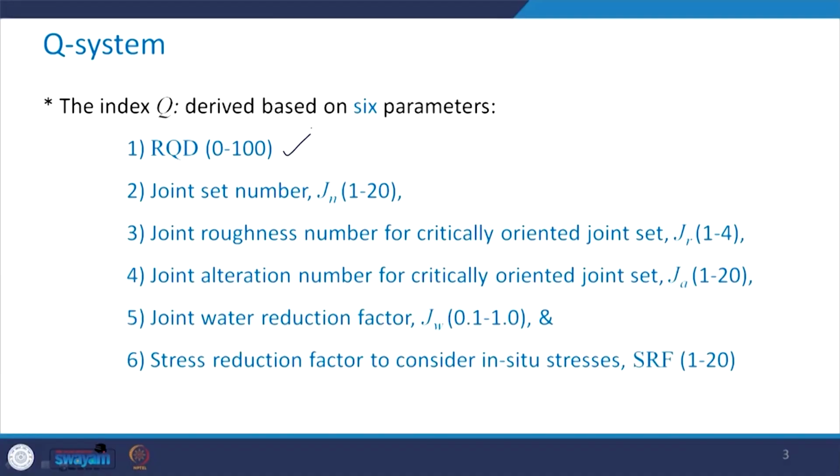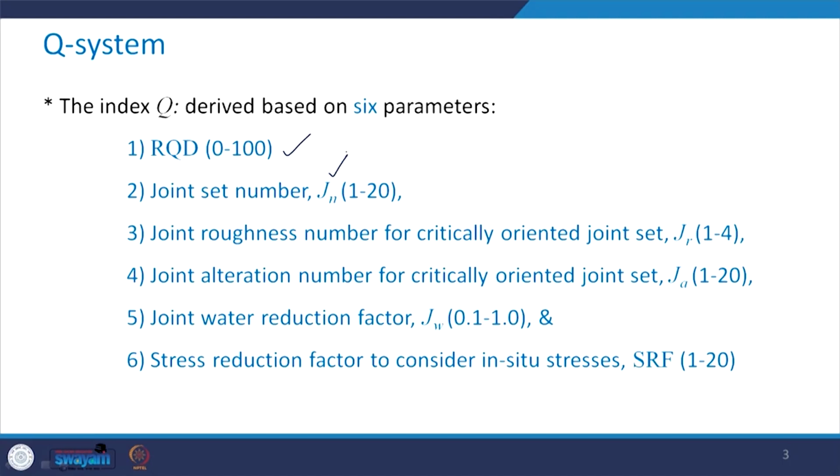In this case again we have 6 parameters based upon which the index Q will be determined. The first parameter is RQD, rock quality designation, and the rating of this can vary between 0 to 100. The second one is joint set number Jn, for which the range of the rating is from 1 to 20.